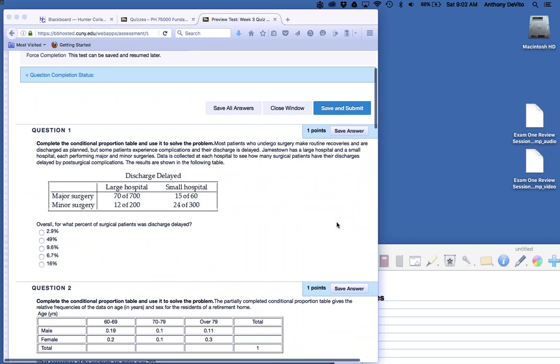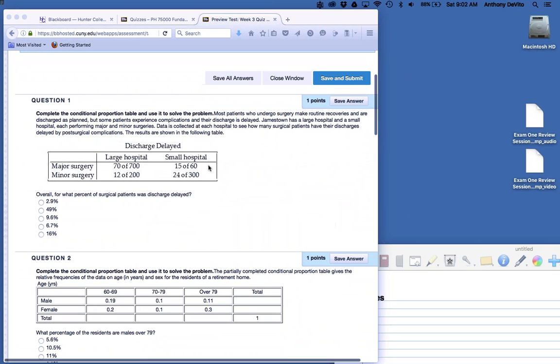Okay, so I'm going to start with question one. Complete the conditional proportion table and use it to solve the problem. Most patients will undergo surgery, make routine recoveries, and discharge is planned, but some patients experience complications and their discharge is delayed. James has a large hospital and a small hospital, each performing major and minor surgeries. Data is collected at each hospital to see how many surgical patients have their discharges delayed. The results are shown in the table. Okay, so let's take a look.